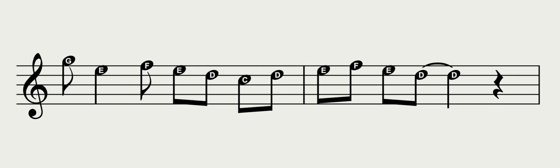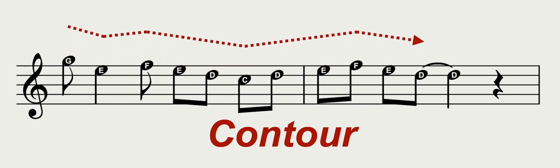This is a melody. It's made up of steps and leaps. A step is the distance of one note. A leap is the distance of more than one note. The combination of steps, leaps, and their direction creates a melody's shape or contour.